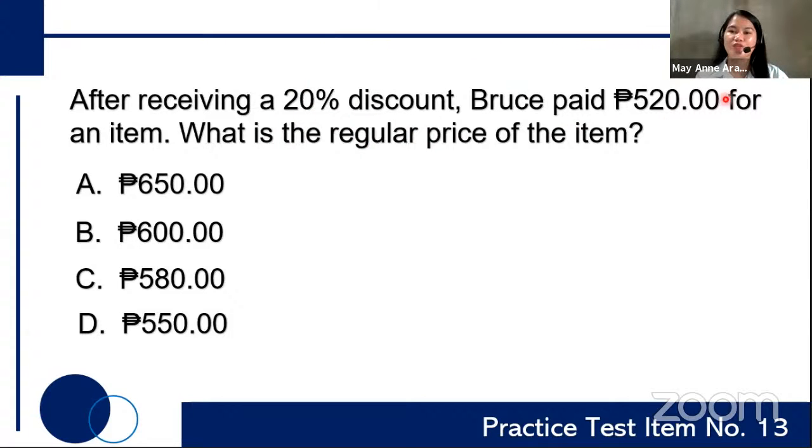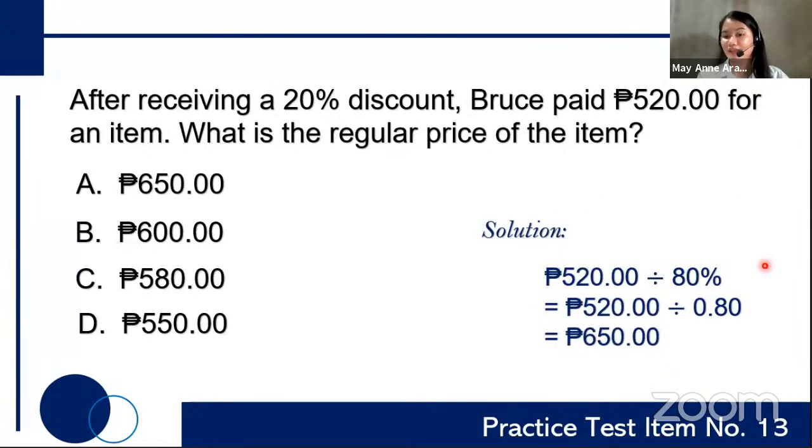Okay, to solve this problem, since you're asked to solve for the regular price and given the discount, all you have to do is to divide the discounted price by 1 minus the discount rate. So that is 80%. So divide nyo lang 520 by 80% or by 0.8. That will be the answer. Yun lang yun. Basta pag regular price or original price of the item, kahit di kayo mag-trial and error dyan, you can just divide the discounted price by 80% or 1 minus the given discount rate. And that is the answer, 650.